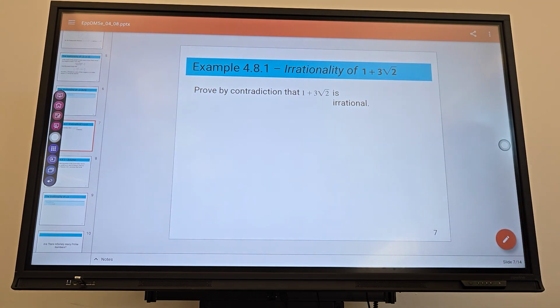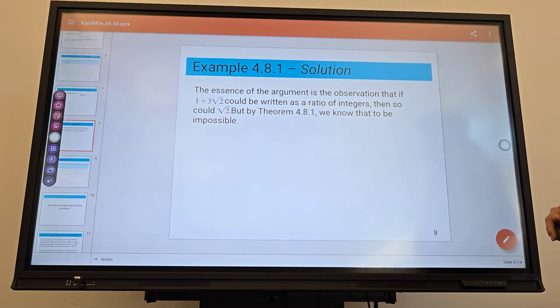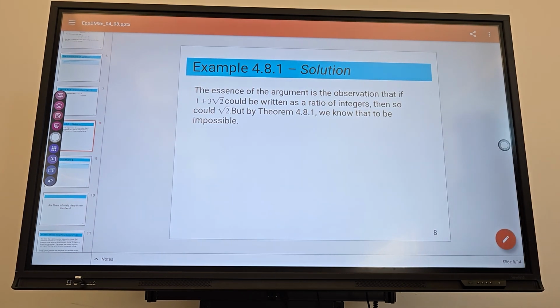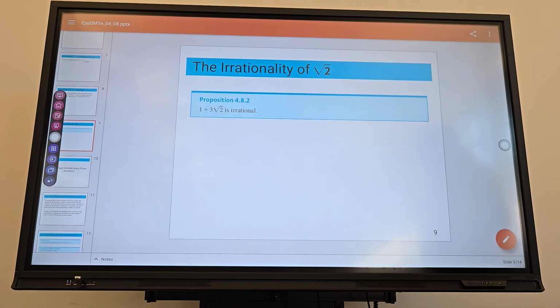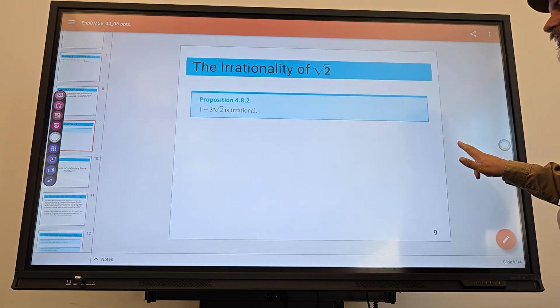Proof by contradiction that 1 plus 3 times the square root of 2 is irrational. The essence of the argument is the observation that if 1 plus 3 times the square root of 2 could be written as a ratio of integers, then so could the square root of 2. But by theorem 4.8.1, we know that to be impossible. So therefore, 1 plus 3 times the square root of 2 is irrational.